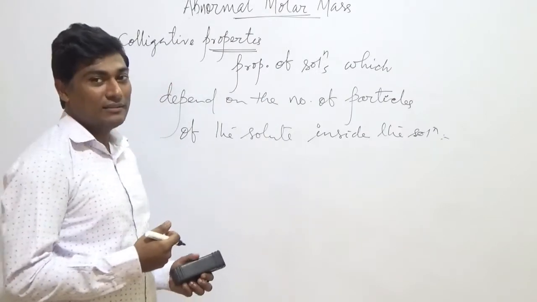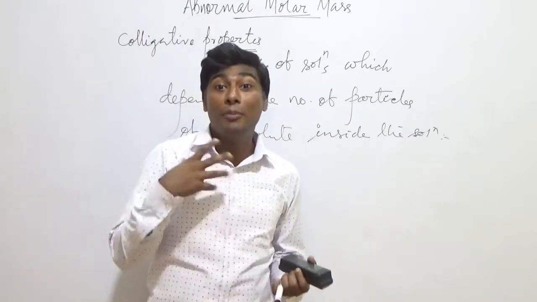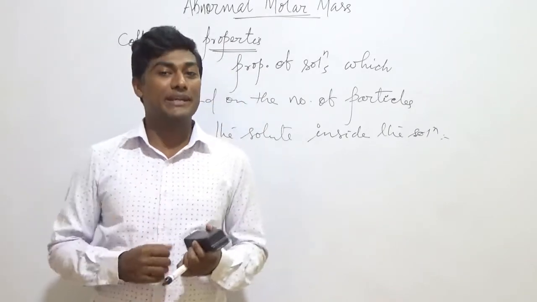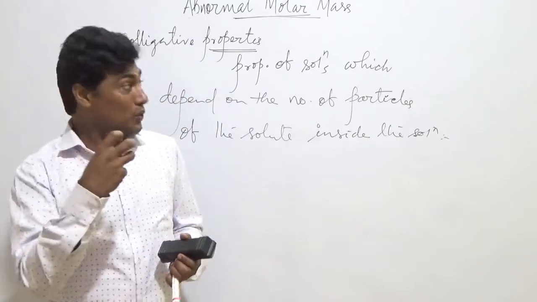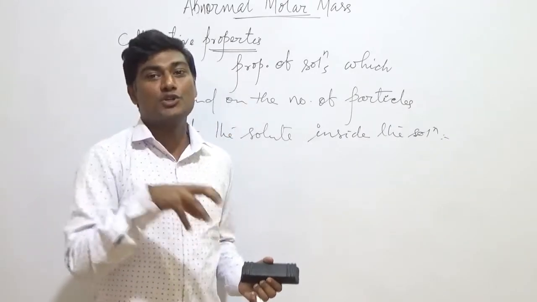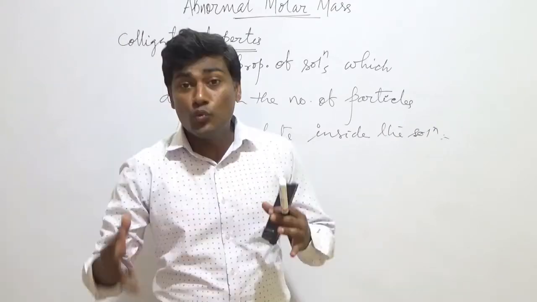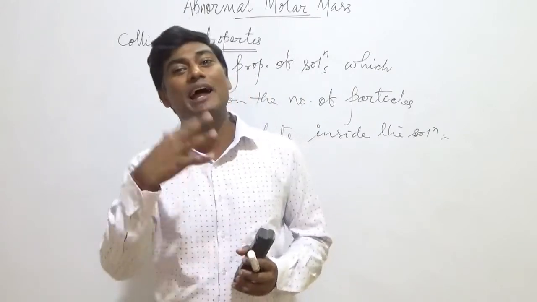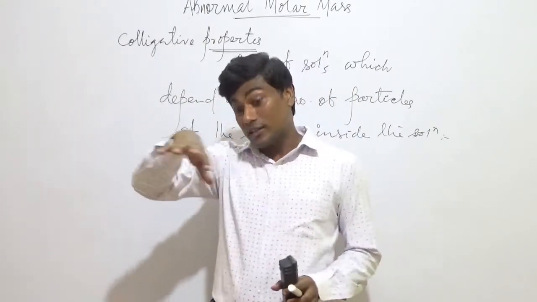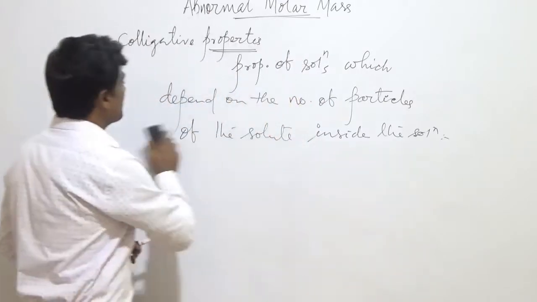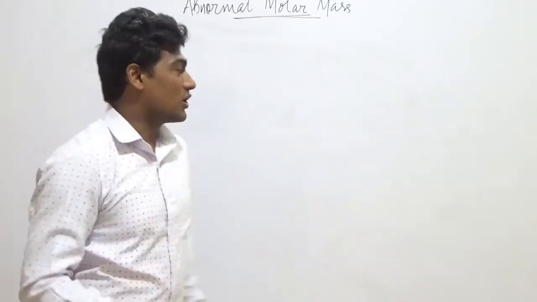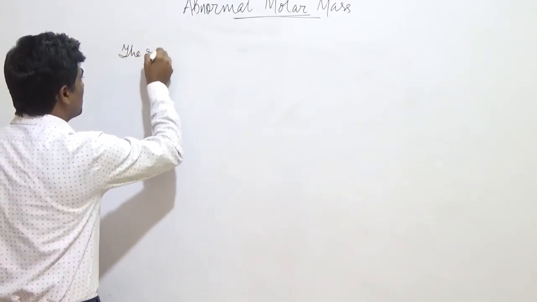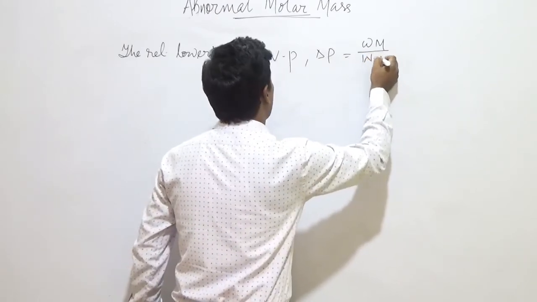Properties of the solution which depend upon the number of particles of the solute inside the solution are called colligative properties. So the number of particles inside the solution is very important. We studied 4 colligative properties and also derived their formulas. The first colligative property was the relative lowering of vapor pressure.